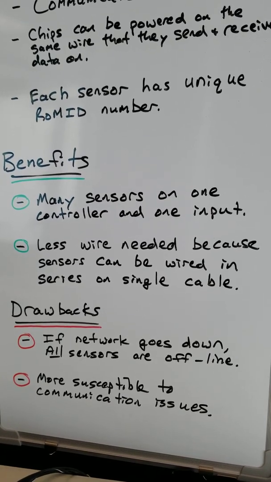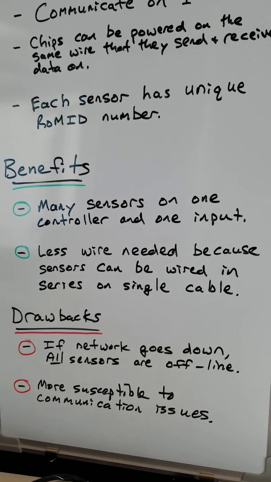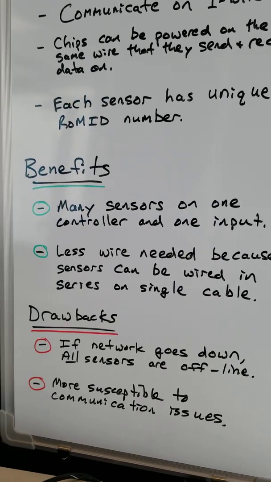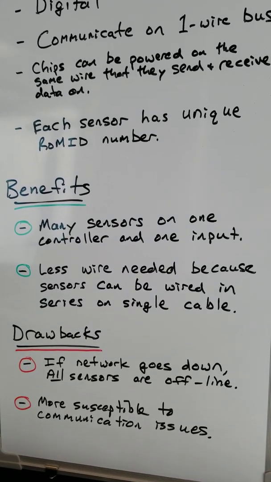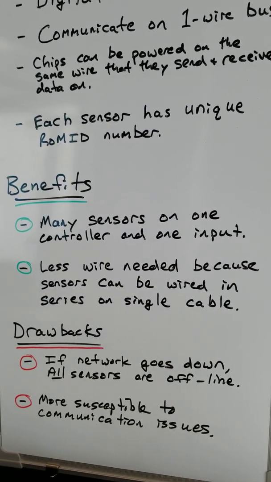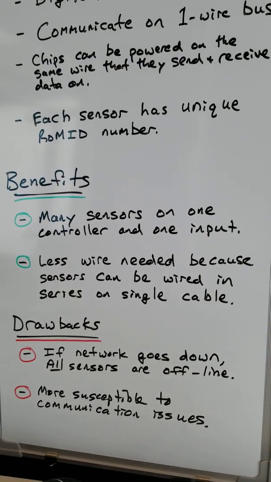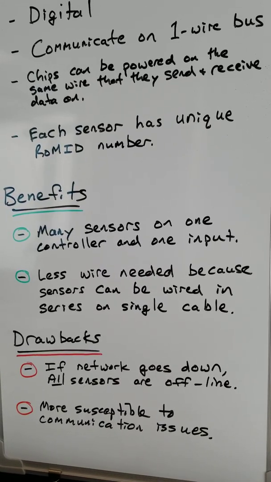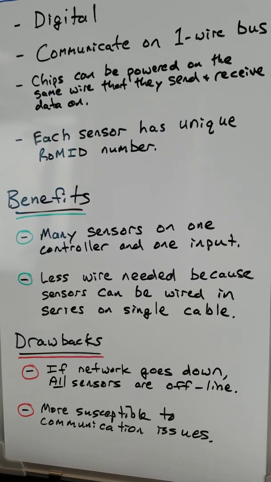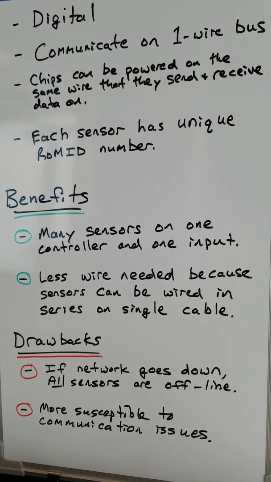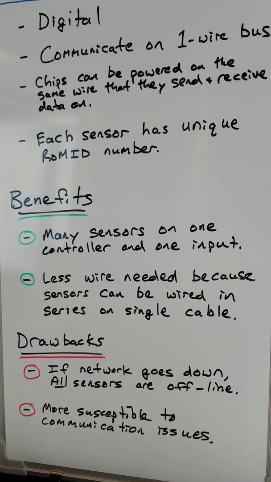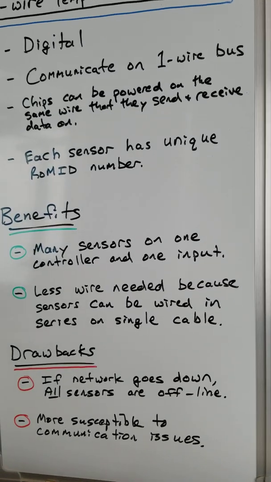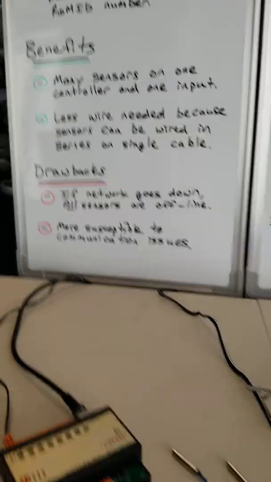Some of the drawbacks of one wire is if that bus goes down or gets shorted out, or even one of the sensors on the bus shorts out, it can cause all of the sensors to go offline. So that's a drawback versus maybe 10K thermistors, which would all be home run to their own input. If one of those sensors goes down, then only one sensor goes down. And then, since this is communicating fairly high speed over this bus digitally, things like EMI or noise can cause communication issues. So if you've got a lot of high power equipment or magnetic forces in the area, it can cause some communication disruptions on the bus, depending on what type of cable you're using and how long the cable is and all those things. So that's one wire.